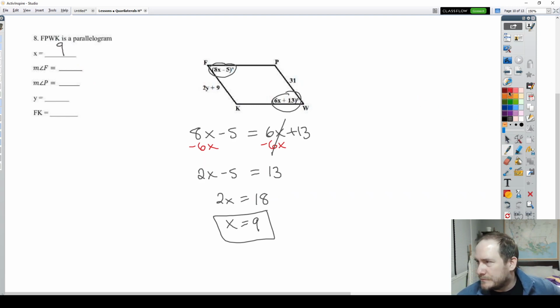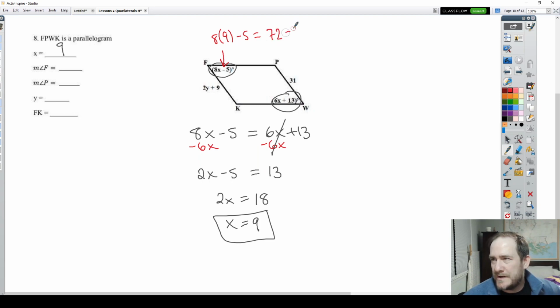Okay, no problem. You just take the 9 you just found and you substitute it in. So you know angle F is going to be 8 times 9 minus 5. That is 72 minus 5. That is 67 degrees.